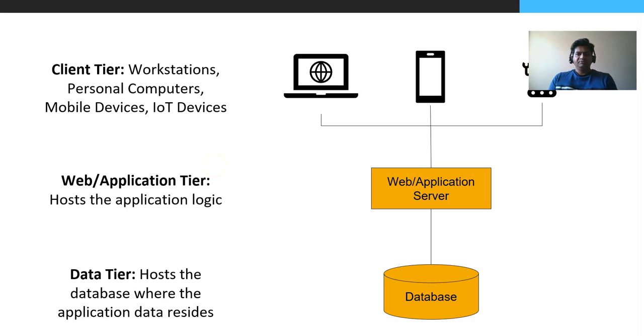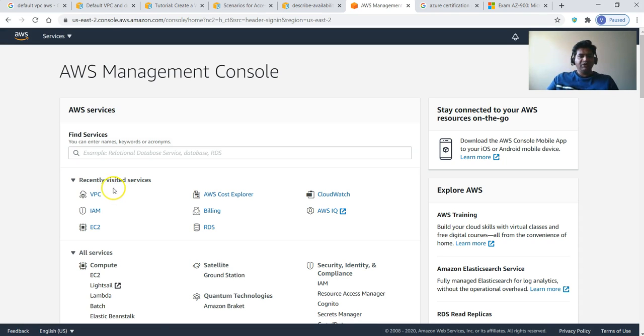What is VPC? VPC is basically a virtual network that you can set up in your AWS account, which logically isolates your AWS resources so that you can operate in your own data center. Let's go to the AWS Management Console.